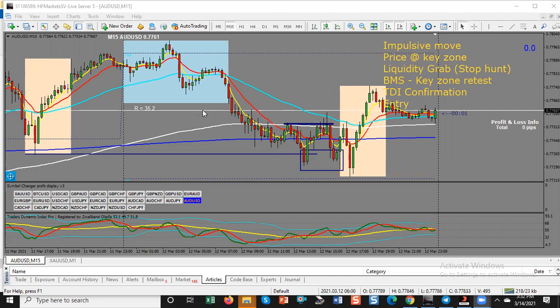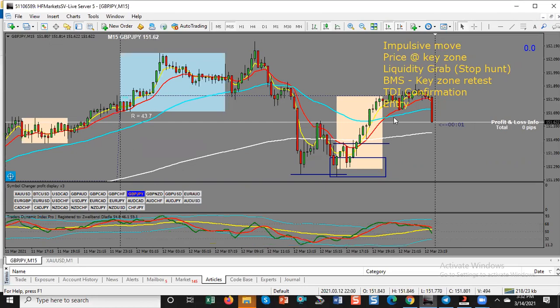I will start with looking at GBP JPY. This happened on Friday on GBP JPY. Look at it. We say we want to see an impulsive move, which is what happened here, to a key zone. We have the 200 exponential moving average, so we have an impulsive move. We see price move away from this zone. The next thing we are expecting is a liquidity grab and a break in market structure.